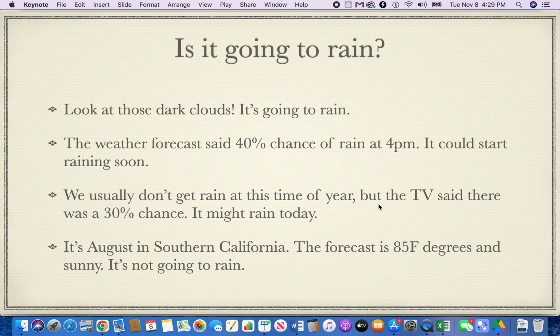Or here's the last sentence. It's August in Southern California. The forecast is 85 degrees and sunny. It's not going to rain. You are 100% sure.